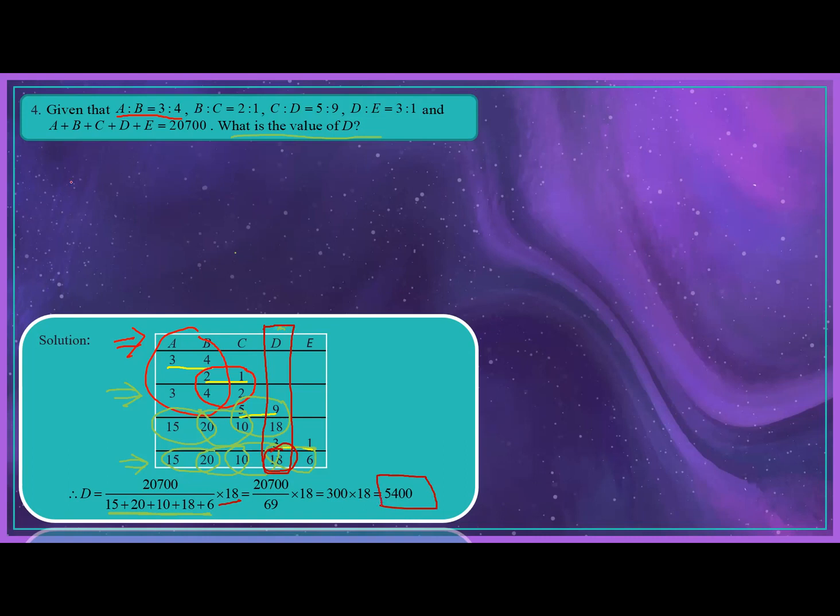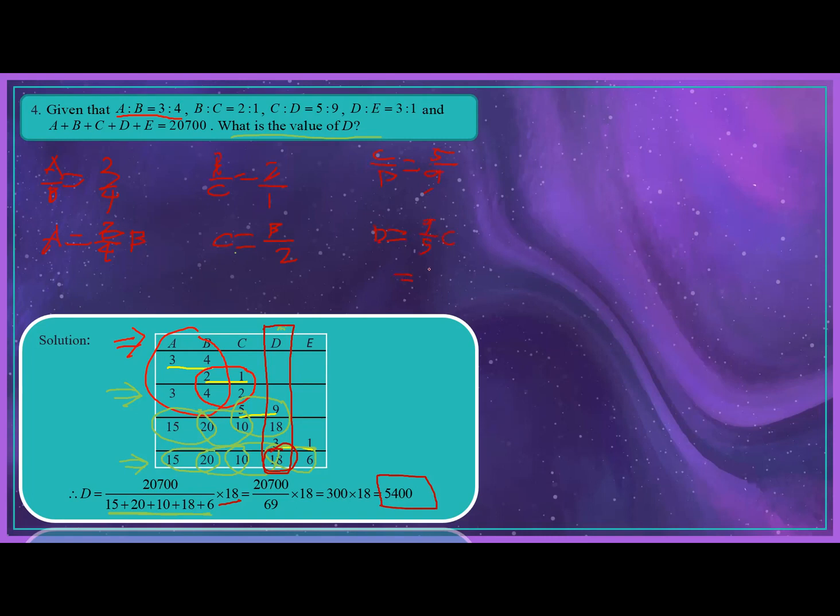Now, as I said, there are different ways to solve this, and you can try solving this by taking A is to B equals 3 is to 4. You create everything in terms of B or A. Okay, so it depends on you. So now you have A equivalent to 3 fourth B, and B is to C would be 2 is to 1. Here you have C equals B over 2. And for C is to D, you have 5 is to 9. You have D equals 9 fifths C.